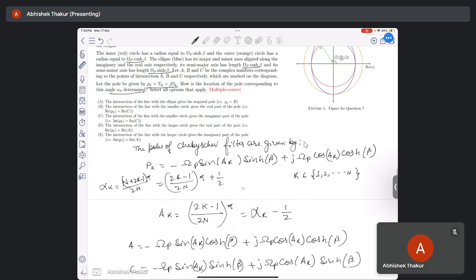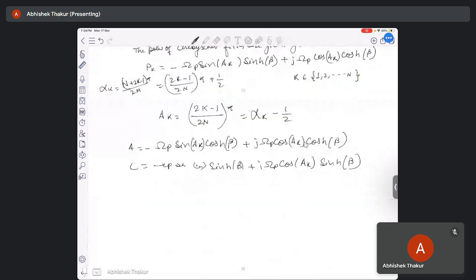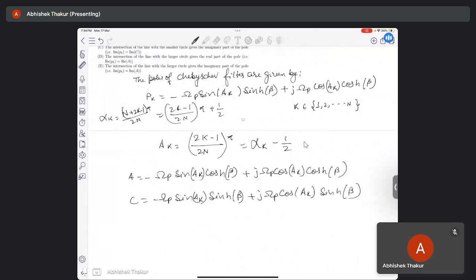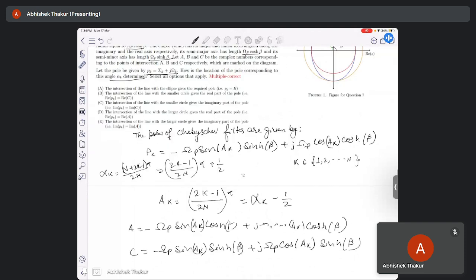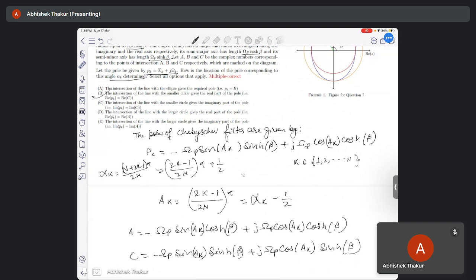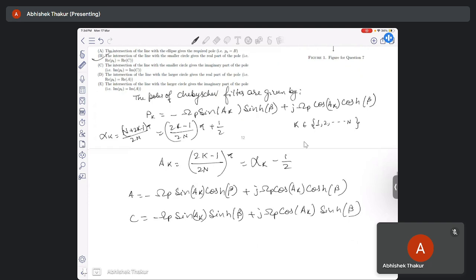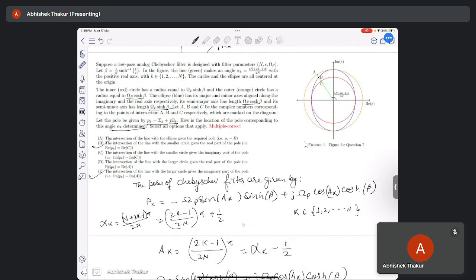In option B, the intersection of the line with the smaller circle gives the real part of the pole, that is, real part of Pk is equal to real part of C. As you can see in the equations given, the real parts of Pk and C are the same. So option B is correct. And in option E, you can see the intersection of the line with the larger circle gives the imaginary part of the pole. So imaginary part of Pk is equal to imaginary part of A. So option E is correct. So option B and E are correct for this question.